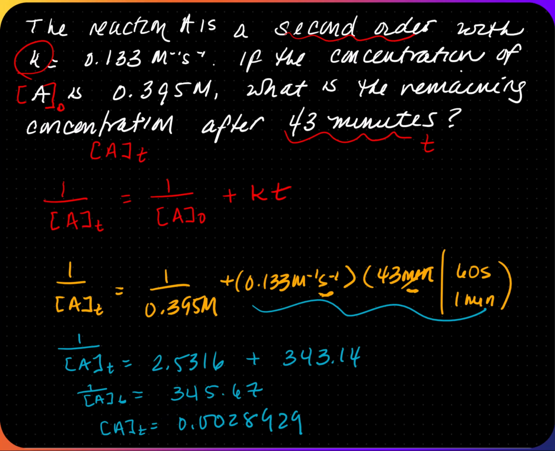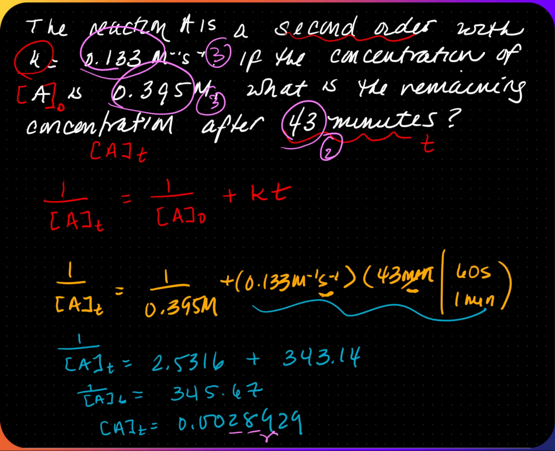So, doing sig figs, I have 3 sig figs here and 3 sig figs here, but only 2 here, so my final answer has 2. I start from the left, go to the first non-zero digit, which is a 2. 1, 2, I look 1 to the right. It goes up, so this is 0.0029 molars.